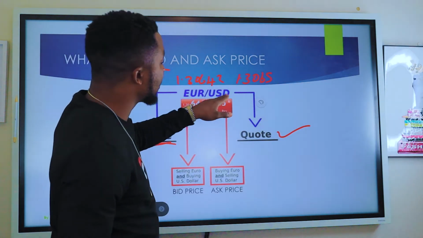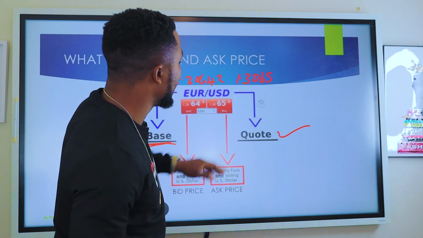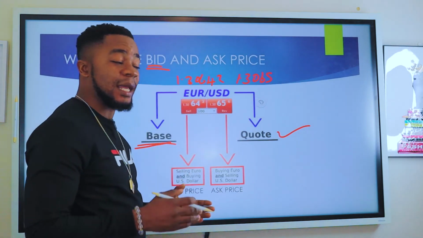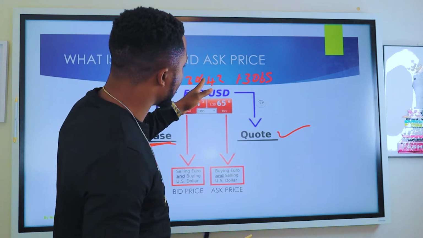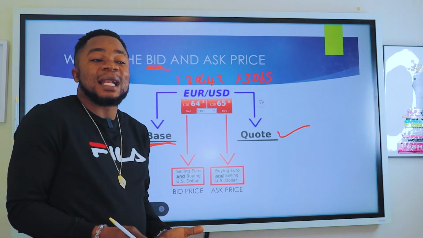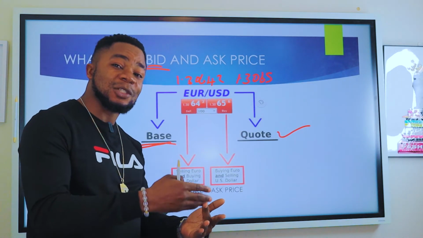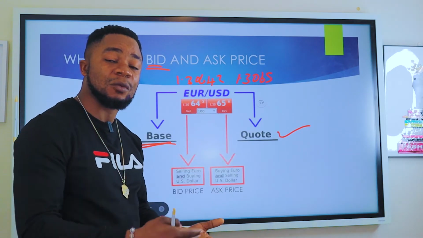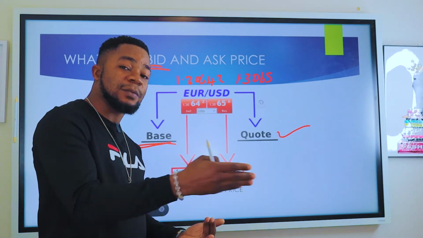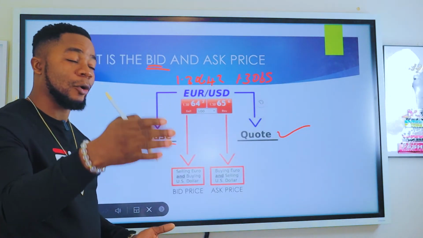And we have a second price, which is 1.3065. So the bid price is 1.3064, and the ask price stands for the price you are ready to sell that particular currency. The bid price is the price you are ready to bid to buy that currency, and the ask price stands for the price you are ready to sell that currency.